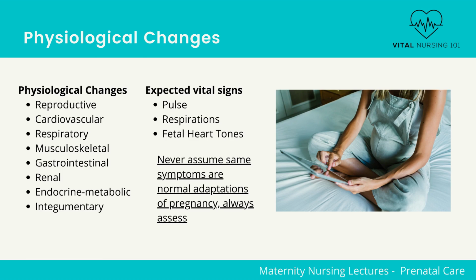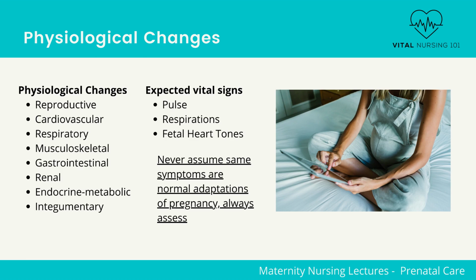Musculoskeletal changes include pelvic joint relaxation, body alterations requiring adjustment in posture, and separation of rectus abdominis muscles. Gastrointestinal changes include nausea and vomiting, slow digestive processes, constipation. Nausea and vomiting may occur as a result of the secretion of human chorionic gonadotropin. It typically subsides by the 3rd month. Renal changes include increased glomerular filtration, urinary frequency.